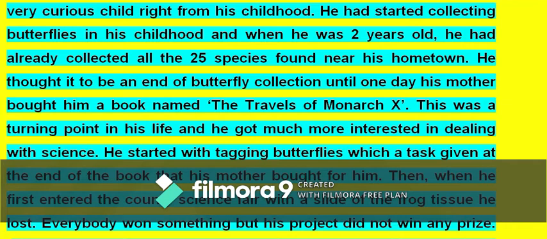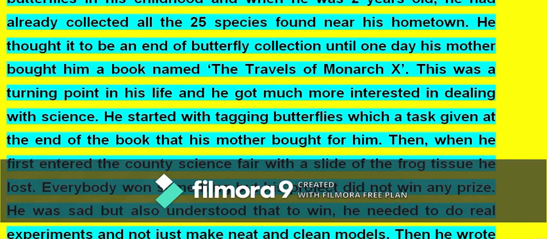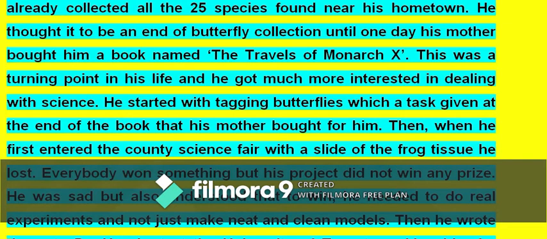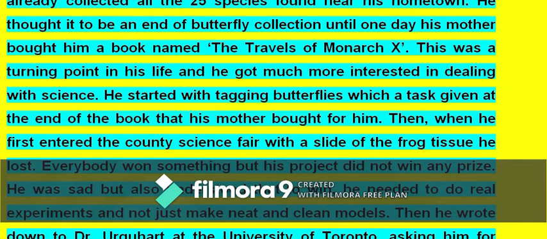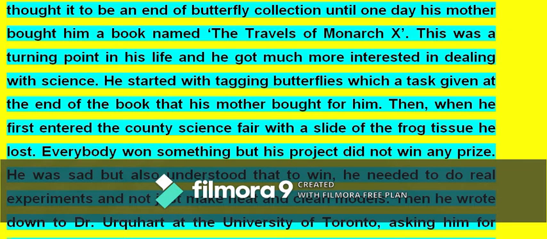He thought it would be an end to butterfly collection until one day his mother bought him a book named The Travel of Monarch X. This was a turning point in his life, and he got much more interested in dealing with science. He started with tagging butterflies with a task given at the end of the book that his mother bought for him. And then when he first entered the country science fair with a slide of a frog tissue, he lost.